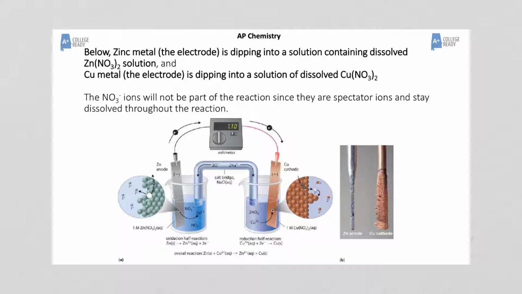So again, I've gone through all these examples. One thing to note is that nitrate ion, which was part of that dissolved salt in the solution in both half cells, is not part of the reaction. Notice that these are net ionic reactions. Nitrate ion is a very common spectator ion. It's not going to be involved in any reactions, and that's why it is not included in either half reaction, nor is it included in the overall reaction.